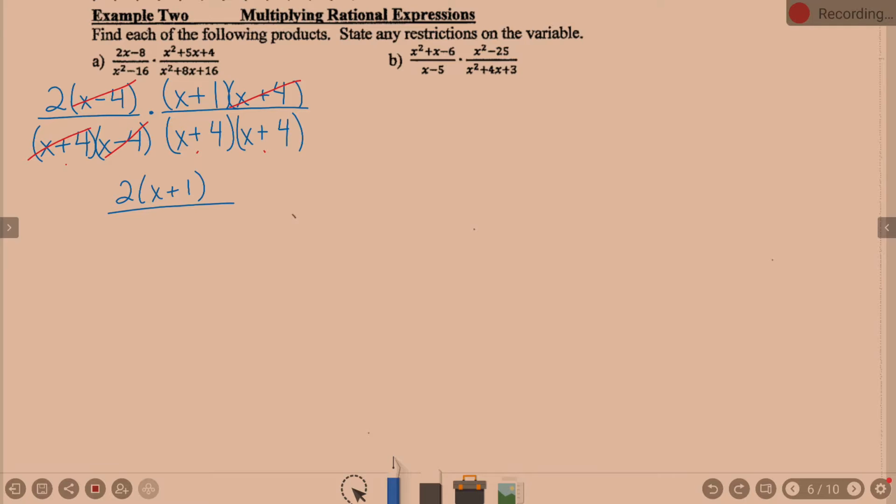On bottom, what do we have left? x plus 4 times x plus 4. You can write it as x plus 4 times x plus 4, or what's the fancy way? You could write it as x plus 4 to the power of 2. That is what I would encourage your answer to be.